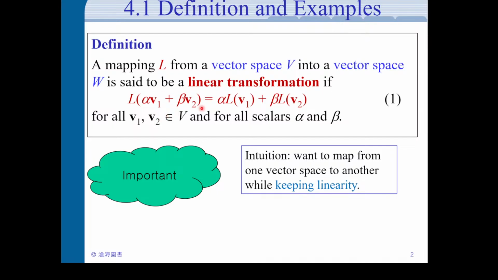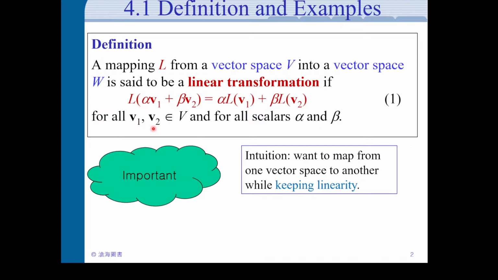So if you have a linear combination on V, then you will have the corresponding linear combination when you map to W. You have alpha v1 plus beta v2, and it gets mapped to alpha times the map of v1, plus beta times the map of v2. This holds for every alpha, beta and every v1, v2.